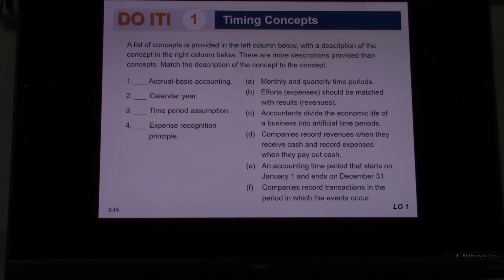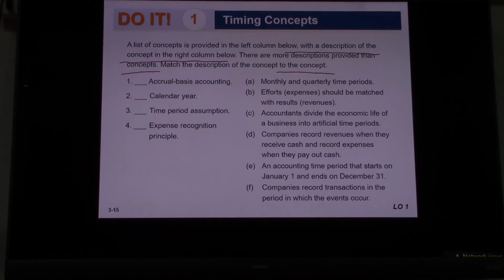A list of concepts is provided in the left column below with a description of the concept in the right column. There are more descriptions provided than concepts. Match the description of the concept to the concept. Okay. Number one, accrual basis accounting. Accrual basis accounting can be matched with letter A, monthly and quarterly time period, of course no. B, efforts or expenses should be matched with revenue, no.